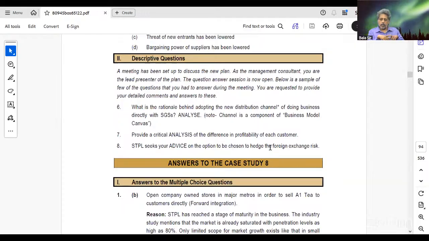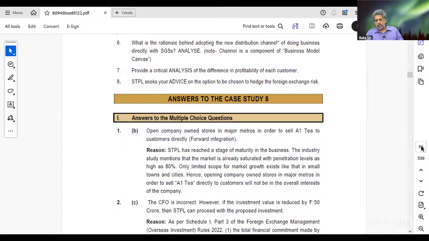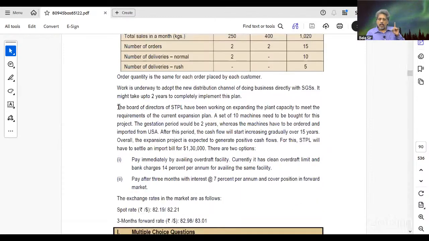STPL seeks your advice on the option to be chosen to hedge the foreign exchange risk. To understand this question, let us go through the data given on page 90. Then you'll understand what has been asked, whether to hedge or not. The board of directors of STPL have been working on expanding the plant capacity to meet the requirements of the current expansion plan. A set of 10 machines need to be bought for this project. The gestation period would be 2 years, and the machines have to be ordered and imported from USA. After this period, the cash flow will start increasing gradually over 15 years. Overall, the expansion project is expected to generate positive cash flows.